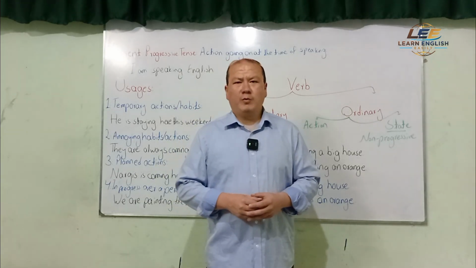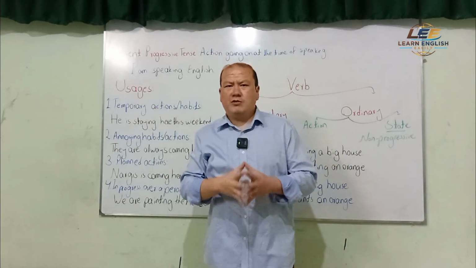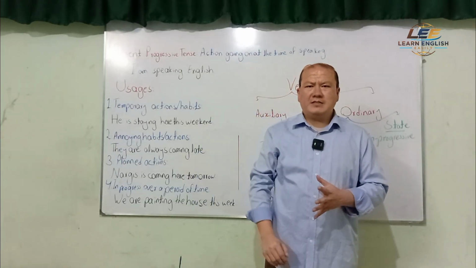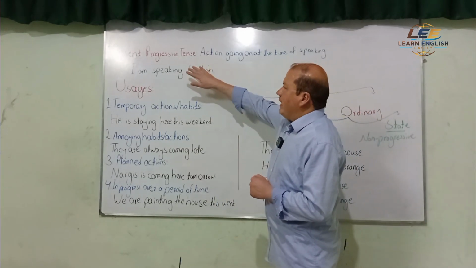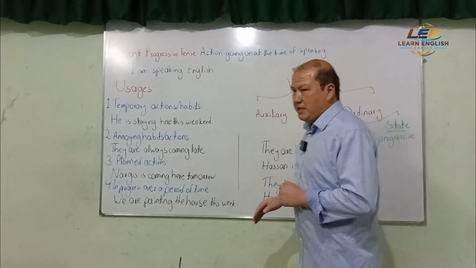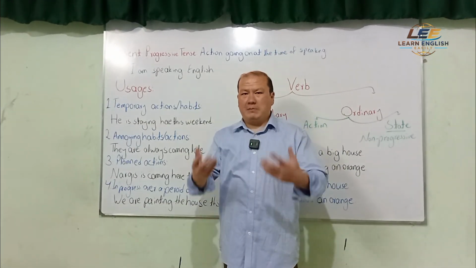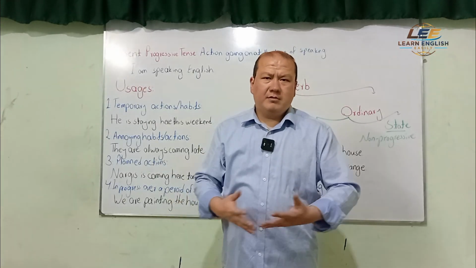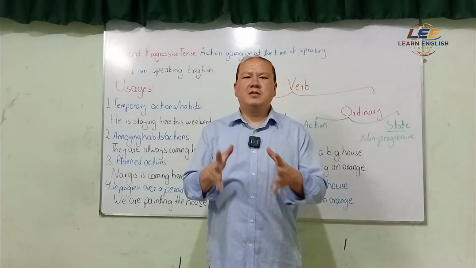In this video, we want to talk about present progressive tense. It's also called present continuous tense. First, let's define what this tense is. The definition is that this tense talks about an action that is going on at the time of speaking. So action or actions that are going on at the same time that I am speaking, that kind of actions that we want to show, that is called present progressive or present continuous tense.